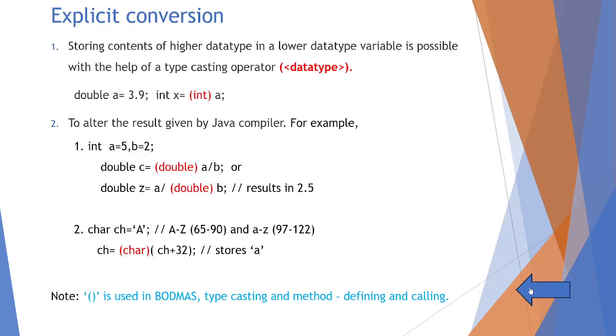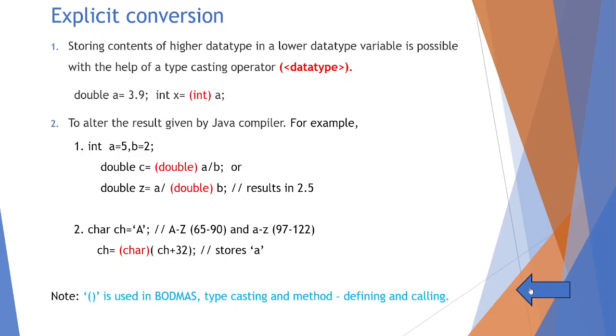Now CH plus 32. Why? Because the difference between capital A and lowercase a is 32. Capital B to lowercase b, again 32. 32, 32, 32 difference. 97 minus 65 is 32. So if you want to convert from capital to lowercase, we add 32. From lowercase to uppercase, we deduct. This 32 is an integer literal.